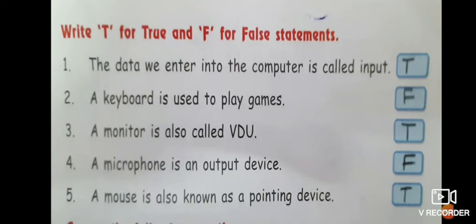Next D part, it's on page number 27. Write T for true and F for false statement. So the first one is, the data we enter into the computer is called input. True. A keyboard is used to play games. False. We play games with the help of joystick. A monitor is also called video. True. A microphone is an output device. False. A mouse is also known as pointing device. True. So true, false, true, false, true.